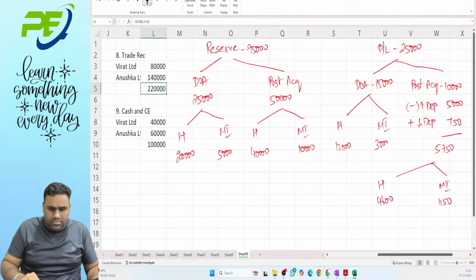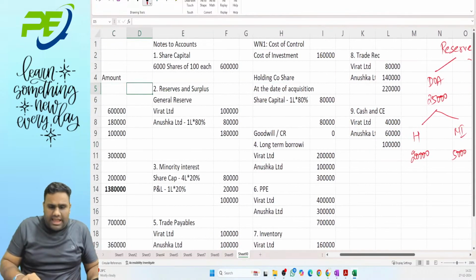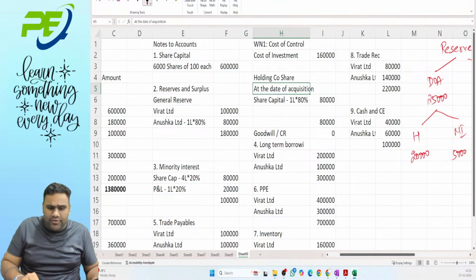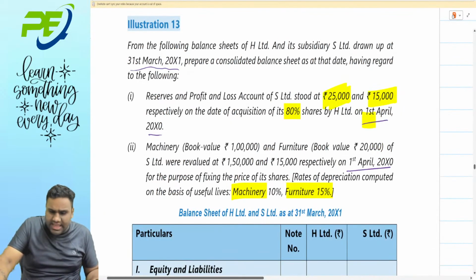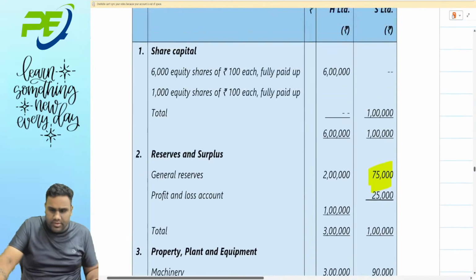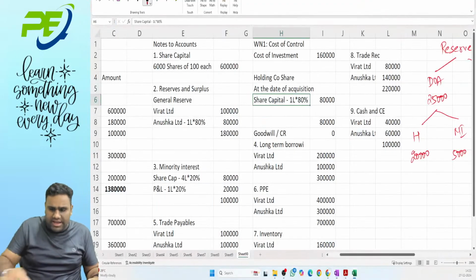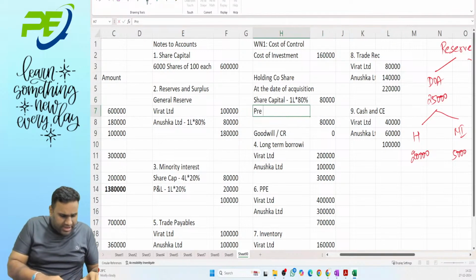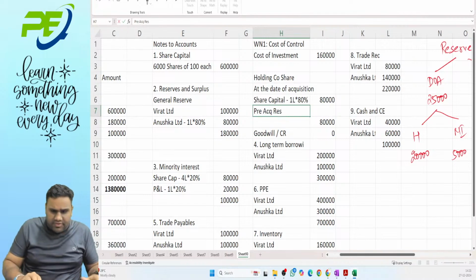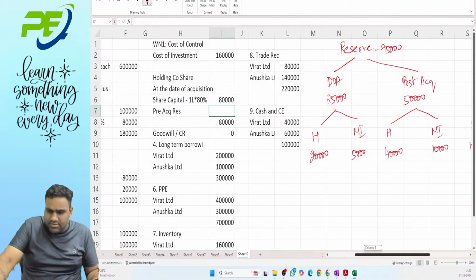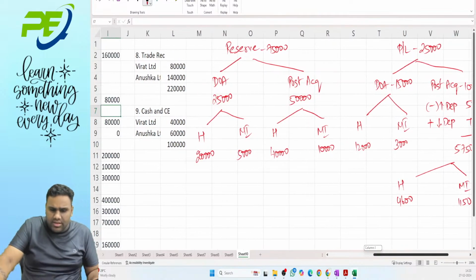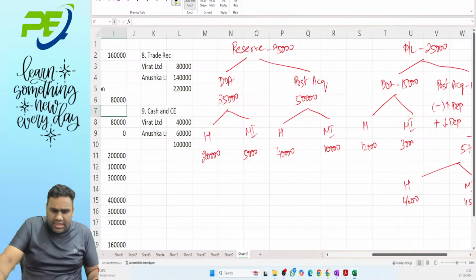Now I think this will help us to calculate working note 1. So working note 1, at the date of acquisition, what was the share capital? 1 lakh. So 1 lakh into 80%, 80,000. Then pre-acquisition reserve, 20,000, and pre-acquisition profit, see here 12,000.